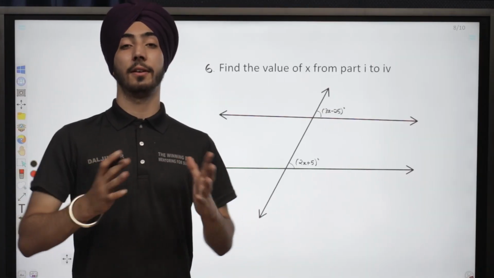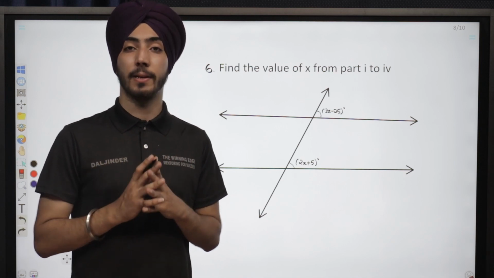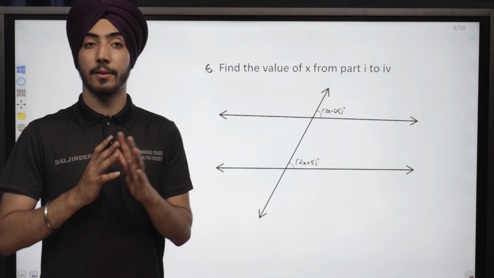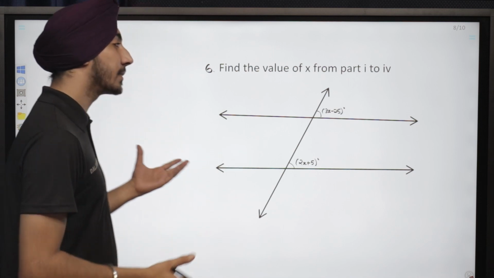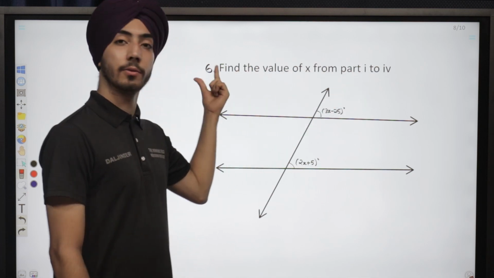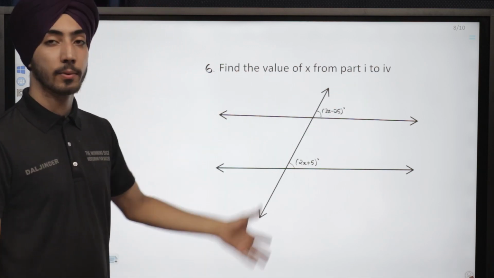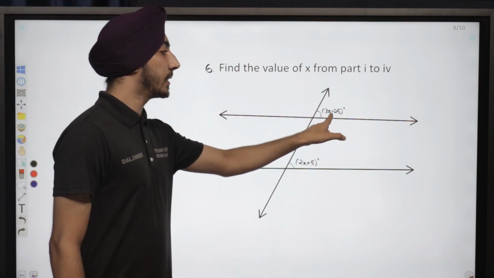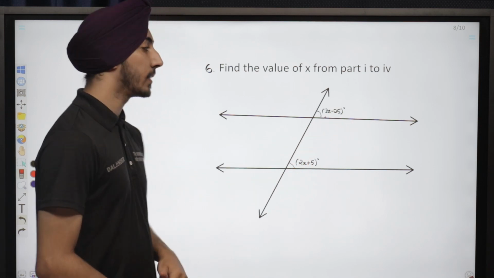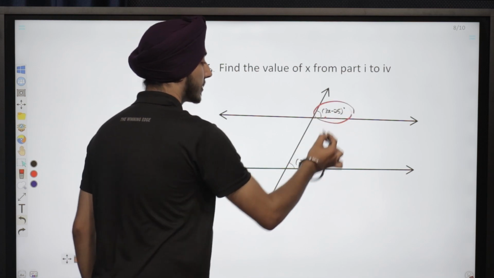Now I think we have done enough questions that revise our basics and help you to do the questions. Now let's quickly do some small parts or some simple questions. Now you have to find out the value of x from part 1 to 4 in question number 6. Okay, this is part 1 here. Now you can see this angle is given 3x minus 25 and this angle is given 2x plus 5. Now these two angles are corresponding angles.